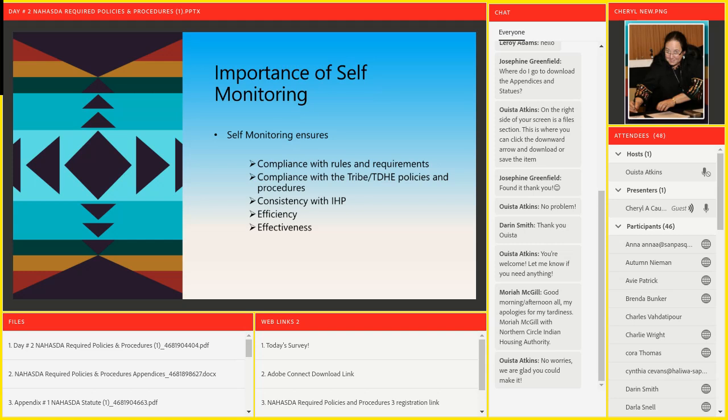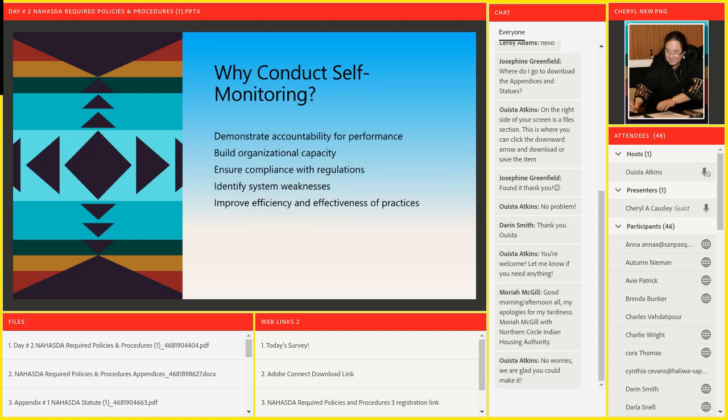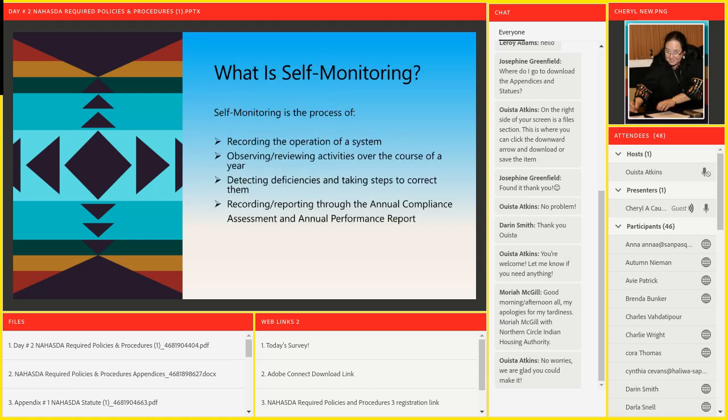your efficiency, your effectiveness. It demonstrates accountability for your performance. It builds your organizational capacity. It ensures compliance with the regulations. It'll help identify some of those system weaknesses and hopefully improve efficiency and effectiveness of the practices that you have in place for your housing entity.